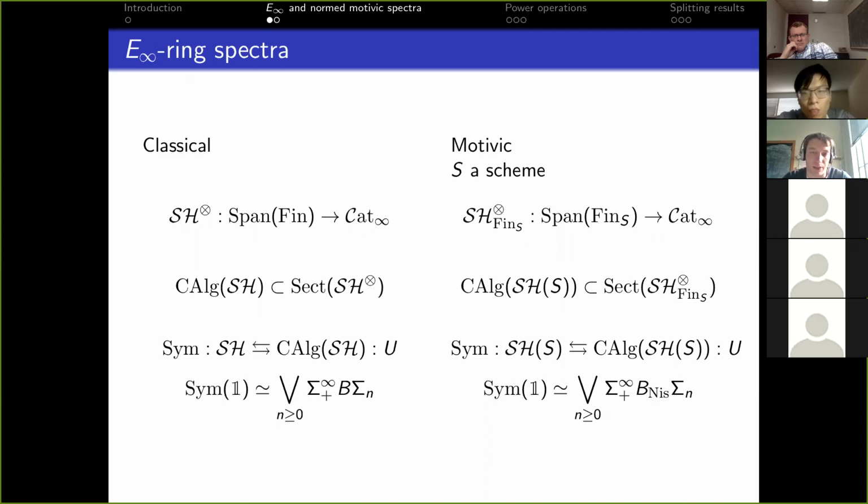And again, I want to just point out, if you apply this to the unit, then we get something which looks very similar. So we get, again, a wedge of suspension spectra of classifying spaces of finite groups, but this time it's a so-called Nisnevich or naive classifying space. So I don't want to really explain what this means. It's just that in motivic homotopy theory, as in, for example, equivariant or global homotopy theory, there's somehow several notions of classifying space. And the Nisnevich one is sort of the most naive one which we could do. And I mean, in fact, it's very easy to deduce the formula on the left from the formula on the right or the other way around. So it's basically the same information.